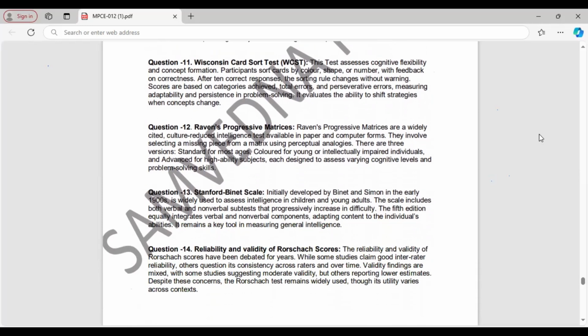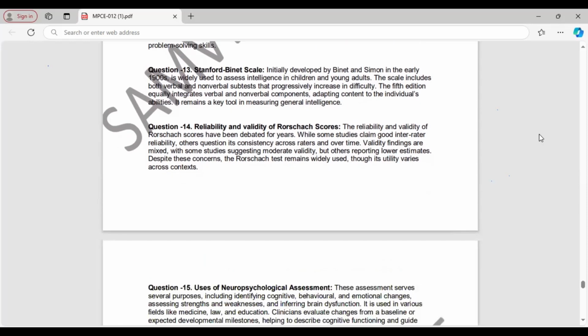Reliability and validity of Rorschach scores. The Rorschach test's reliability and validity are debated. Some studies report good inter-rater reliability, while others question consistency. Validity findings are similarly mixed, though the test remains widely used.